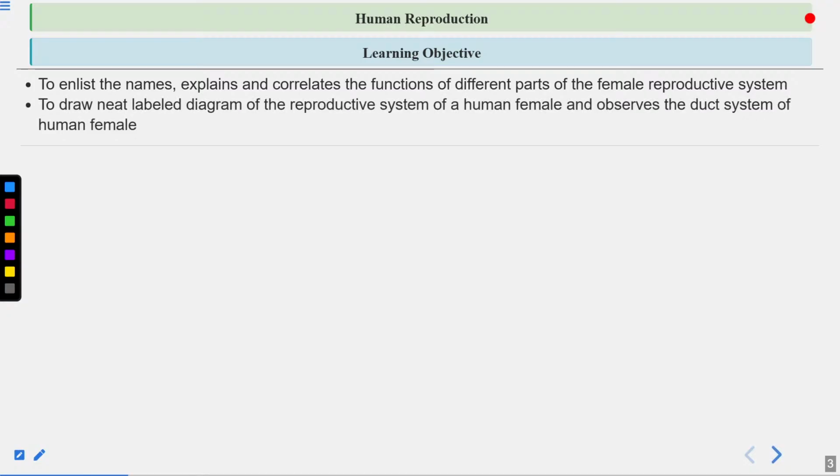Then, with the help of a neat labeled diagram of the female reproductive system, we will understand the various parts again. We'll also talk about the duct system of the human female. Like the male reproductive system, which consists of primary sex organs, accessory ducts and accessory glands, the female reproductive system also consists of primary sex organs, then the duct system known as accessory ducts, and external genitalia as well, which is also present in the male reproductive system.